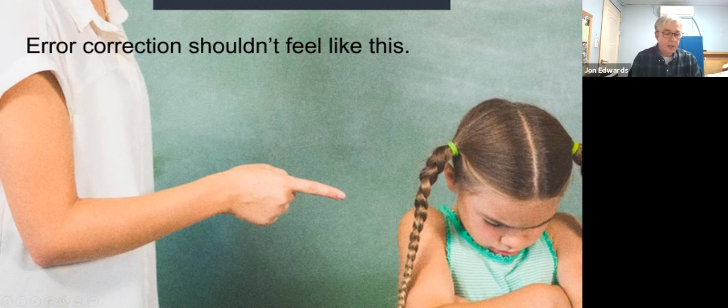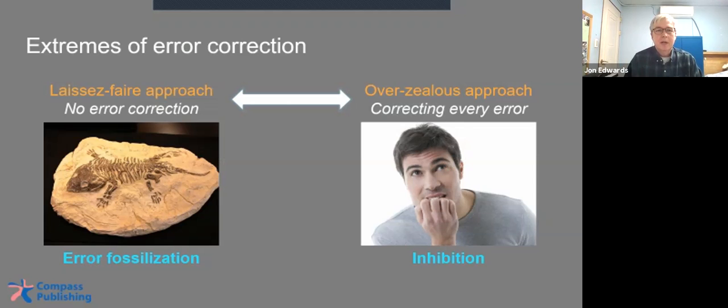So let's just shift very quickly to talk about error correction. I think a lot of teachers and a lot of students feel like error correction is like, you've made a mistake, and they have a very negative connotation about error correction. But I think that really only applies to the extreme. There are sort of two extremes that I've seen in a lot of classrooms. There's this sort of laissez-faire approach where teachers don't do any error correction.